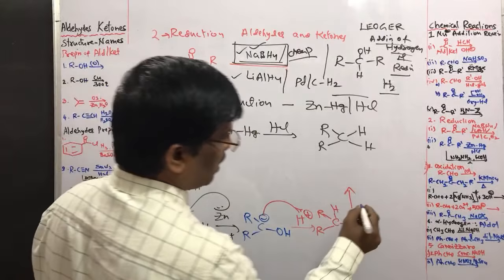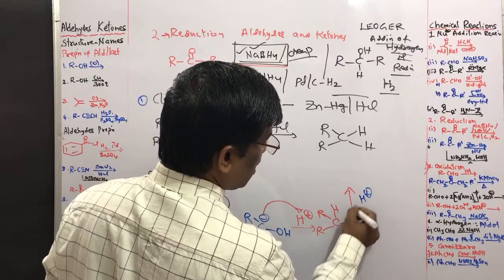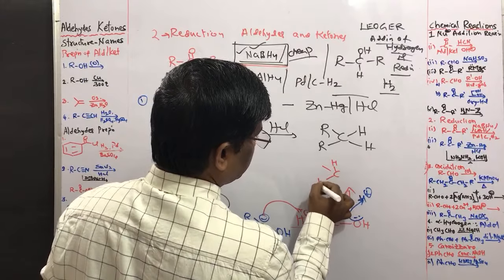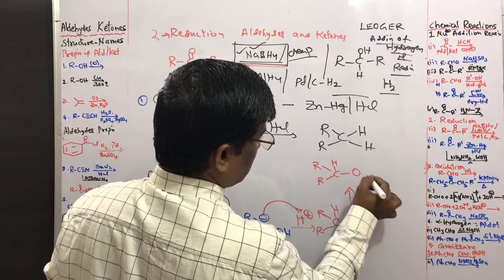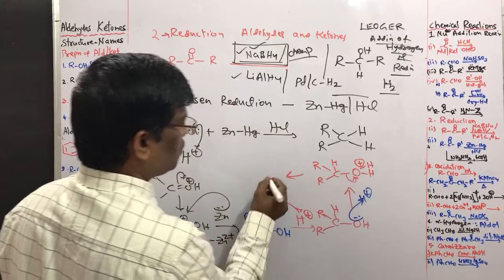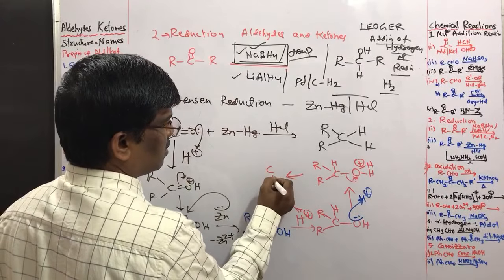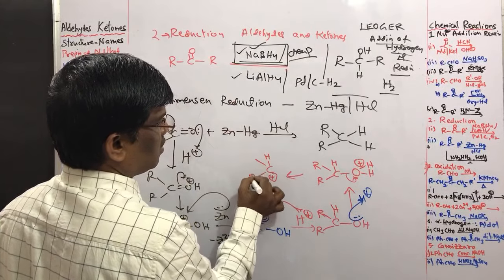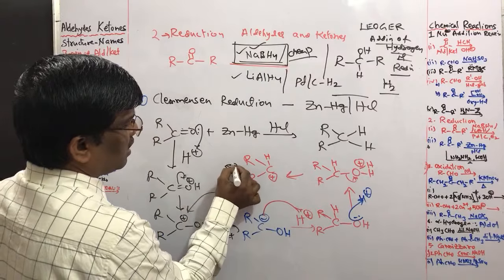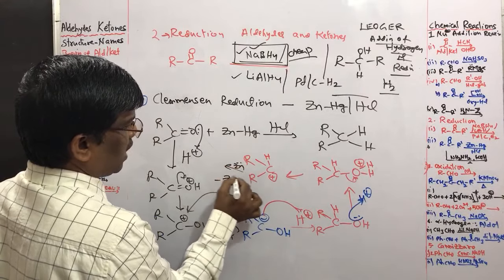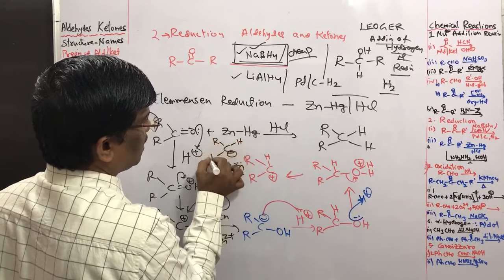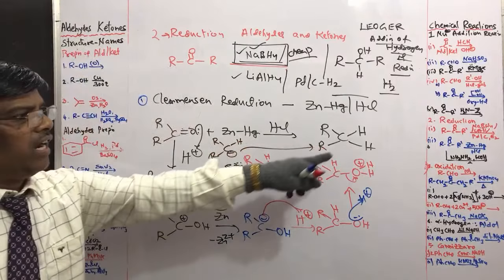Now what is left over? H plus ions. This oxygen takes up H plus, R, OH, H, and this is positive. It is going to lose this water to form a carbocation, takes up another molecule of zinc, giving Zn 2 plus, to give a carbanion. Then that carbanion takes up a proton to give this reduced alkane.